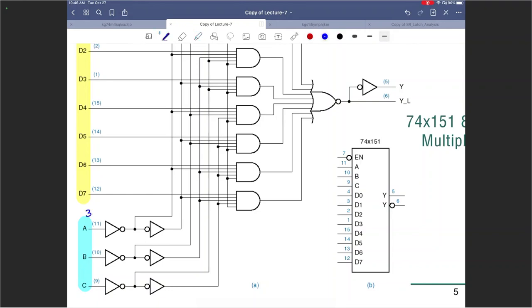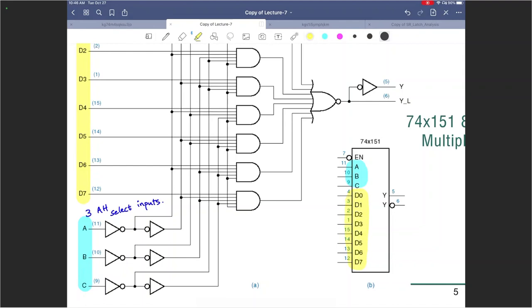Three active high select lines. Now the question is, which one is going to be the most significant select? Which one is going to be the least significant select? Let me also map them onto the chip as well. ABC is right there, and D0 to D7 is over there.